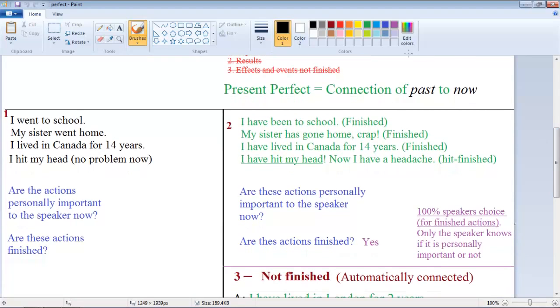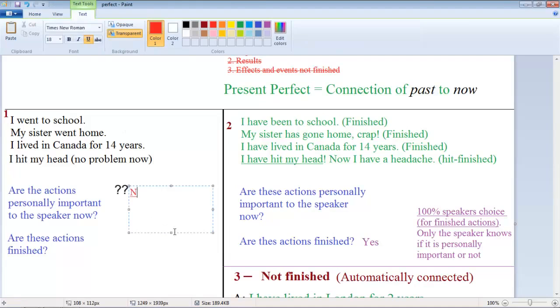Here, we have some past simple sentences. I went to school. My sister went home. I lived in Canada for 14 years. Or I hit my head. Are these actions personally important to me now? Do I care that my sister really went home? Is it a problem now, or is there something very important about my sister going home?